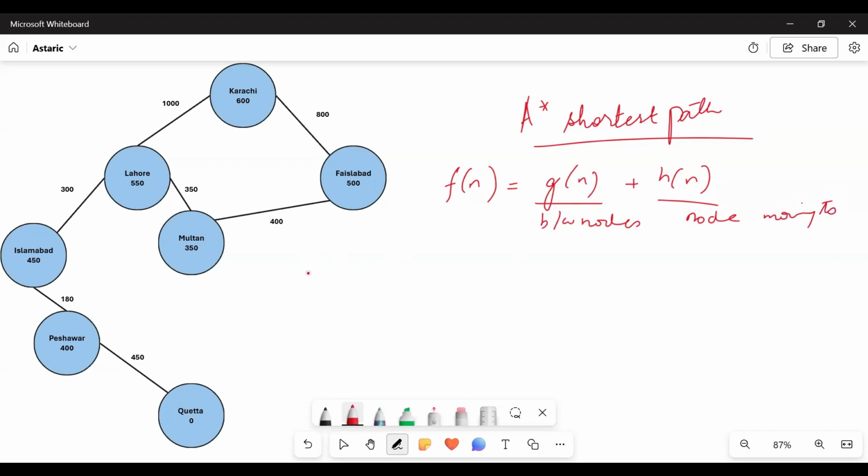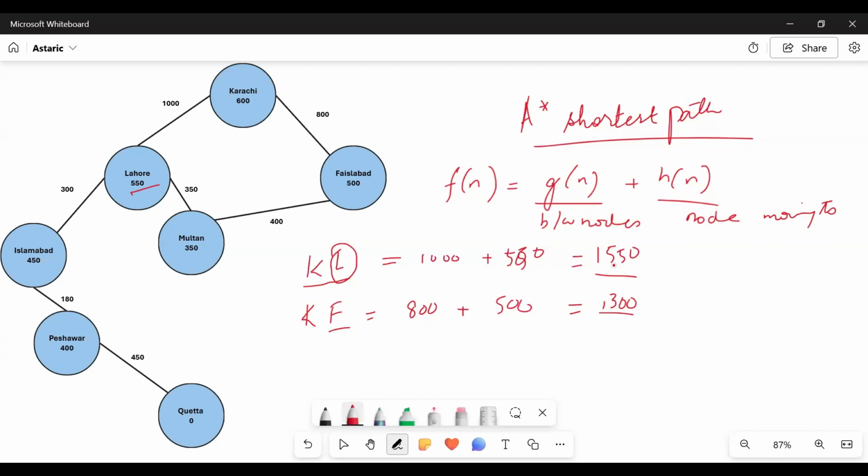Let me explain. If I'm moving from Karachi to Lahore, my first cost that is between these two nodes is 1,000. And currently my goal node is what? Lahore. So the heuristic of this will be considered. And the heuristic of this is 550, sorry. So 1550 is the cost that is required for moving from Karachi to Lahore. Similarly, if I'm moving from Karachi to Faisalabad, the cost that is required is 800 plus the heuristic cost of Faisalabad, because this is my goal currently, it is 500. It gives 1,300, which as compared to 1550 is lower.